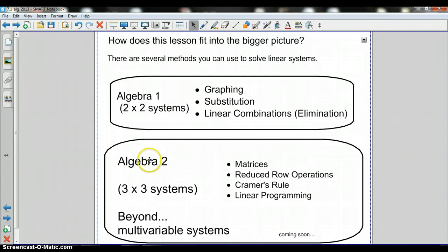As you move into Algebra 2, you will review those 3 methods that you learned in Algebra 1, and you'll add some new methods, including using matrices, reduced row operations, Cramer's rule, and applying linear systems to linear programming problems. You'll also be solving 3 by 3 linear systems, which include 3 equations in 3 variables. And beyond that, you're going to be solving multivariable systems, and that's coming soon.